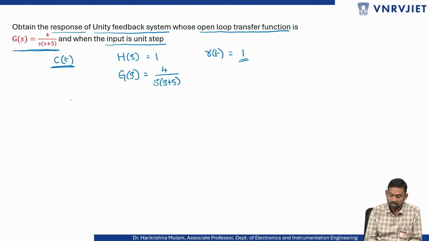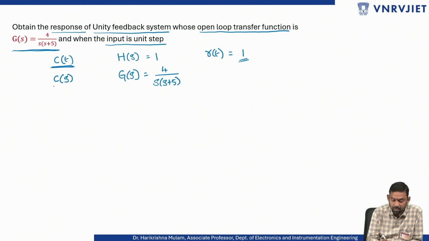C(t) is the output in the time domain, whereas C(s) is the output in the Laplace domain. The feedback transfer function and open loop transfer function given here are in the s domain. So first of all, you need to find the output in the s domain. After that, take the inverse Laplace transform to get the output in the time domain. This is what you need to find, and this is the information given to us.